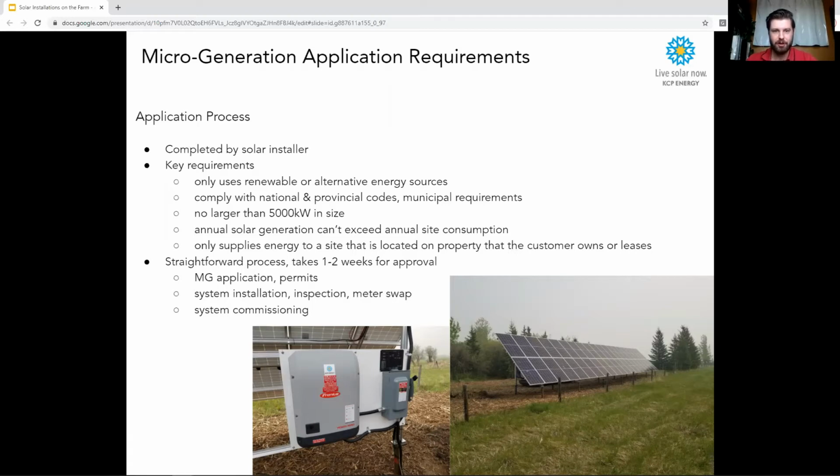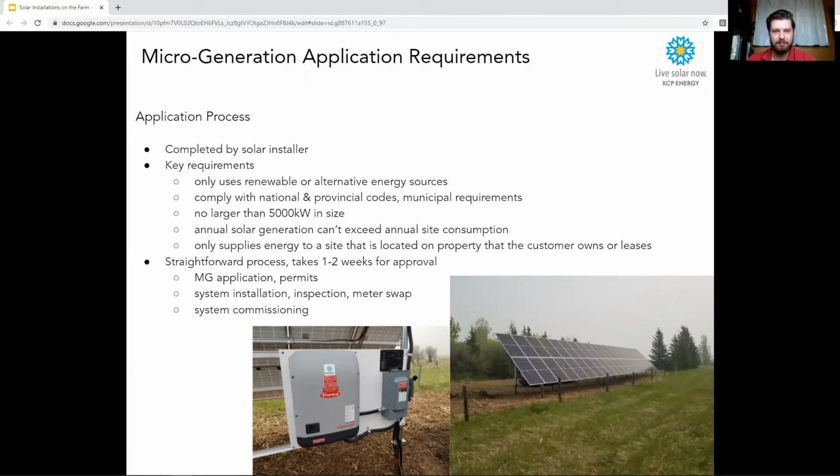Microgeneration systems are required to meet a few key requirements as well. They have to be connected to the grid distribution system. So a microgeneration system couldn't be essentially an off-grid system. It'd have to be physically connected to the power grid. They must comply with all applicable construction codes and permitting requirements. They cannot be any more than 5,000 kilowatts in size. And as we saw before, the annual solar generation shouldn't exceed the annual site consumption for energy.